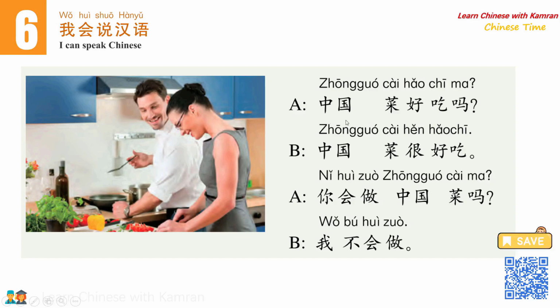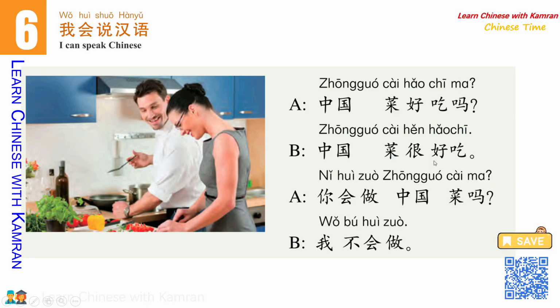This is about eating food, and this is again really important and useful in our daily life. In this dialogue, A is asking B, 中国菜好吃吗? 中国 means China, 菜 中国菜 is food. The Chinese food 好吃吗? Is it delicious? Is Chinese food delicious? Reply of B is 中国菜很好吃.